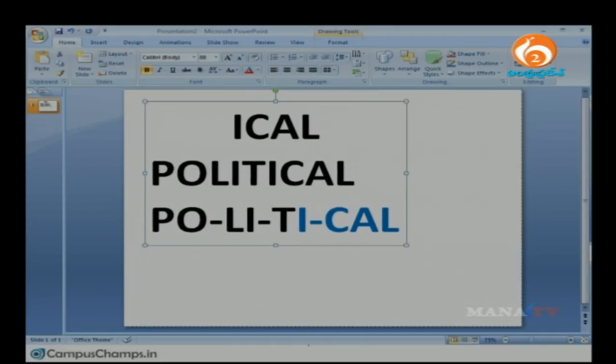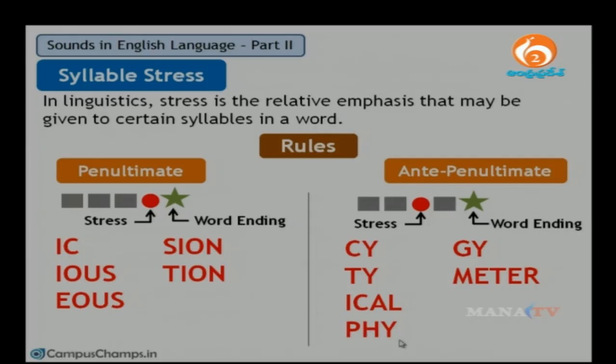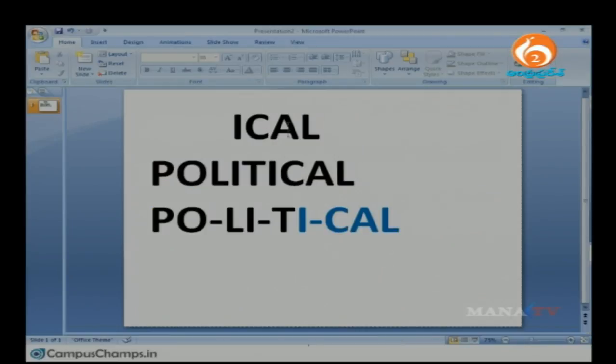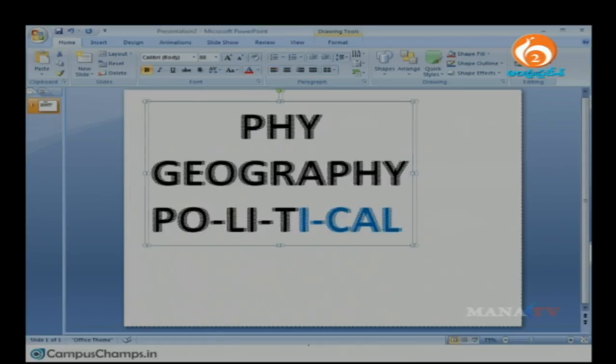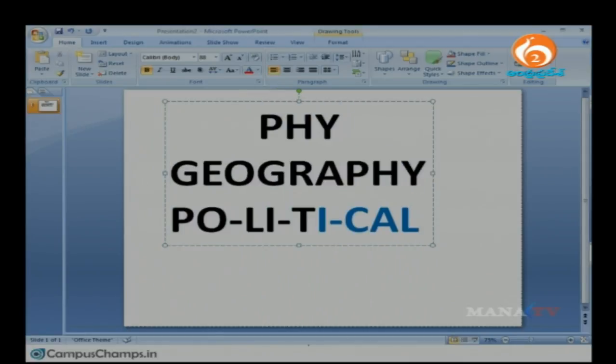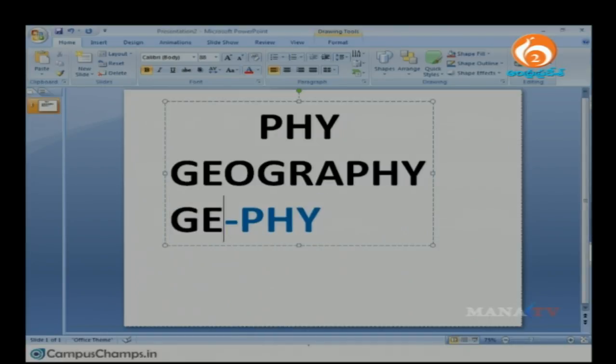All right, political. So my stress will be here, political. Clear? So that's ICAL. Let's move to PHY. Geography. So my syllable G.